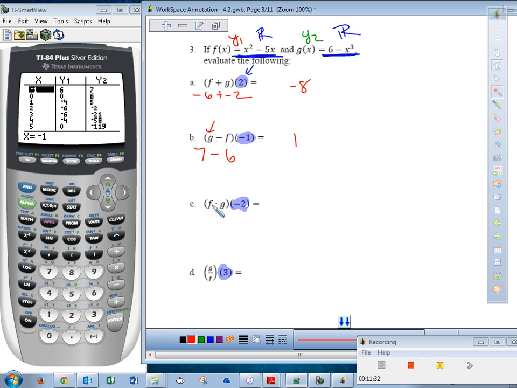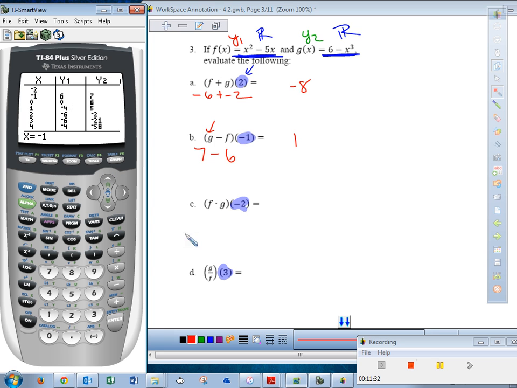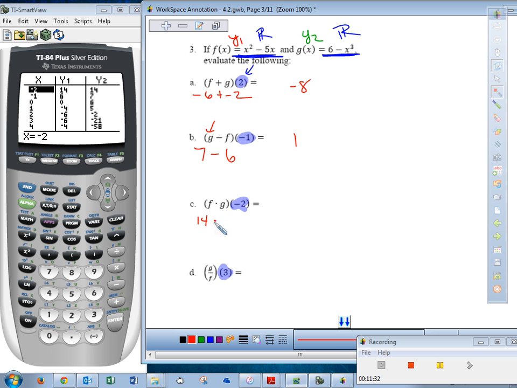Then multiply them together. I need f of negative 2. So I got to move it up a little bit. F of negative 2 is 14 times g of negative 2, which is also 14. And you're supposed to multiply them together. So you get 196 when you do that.